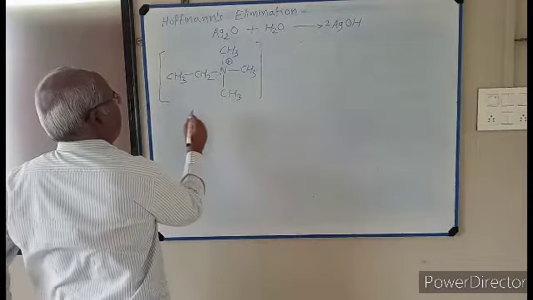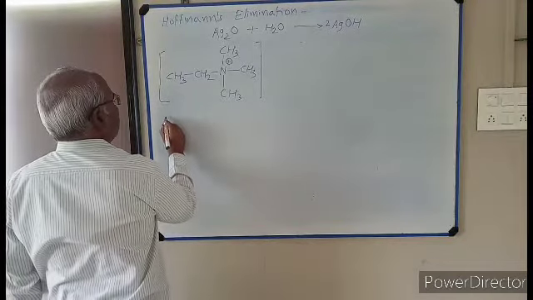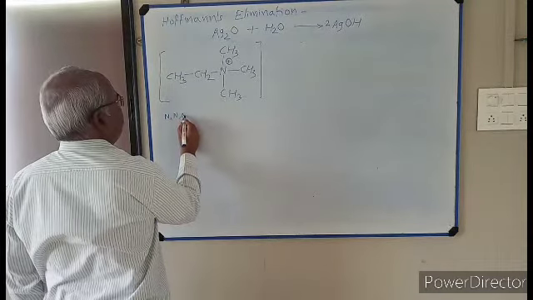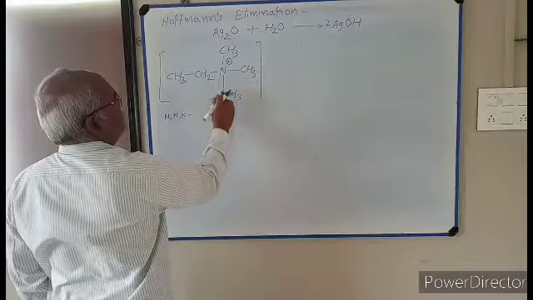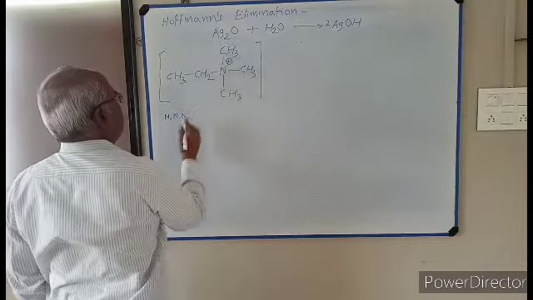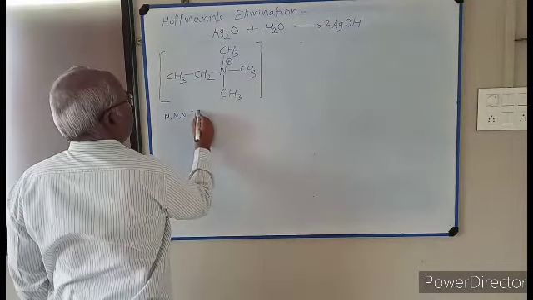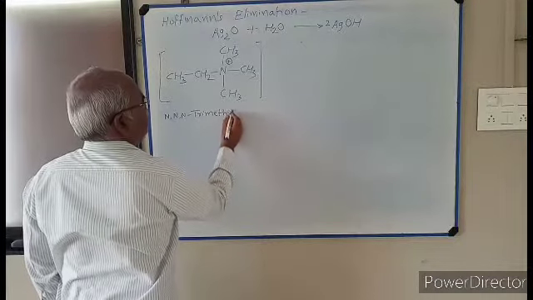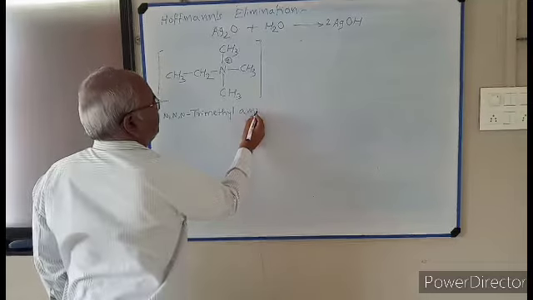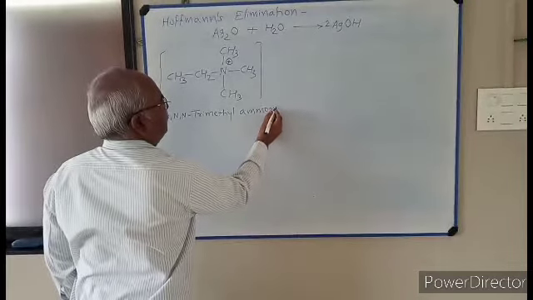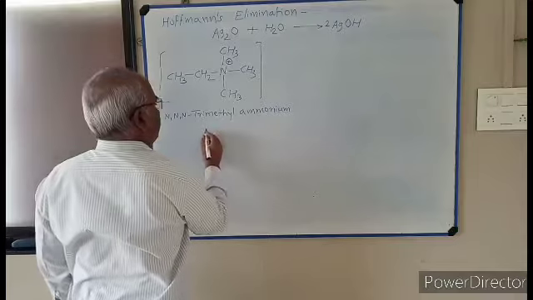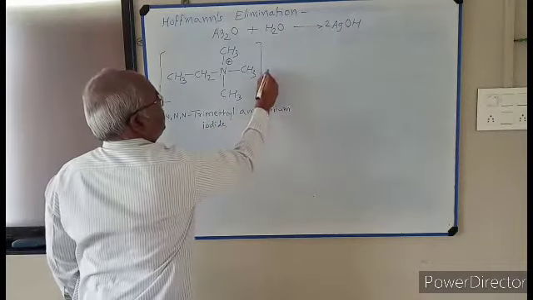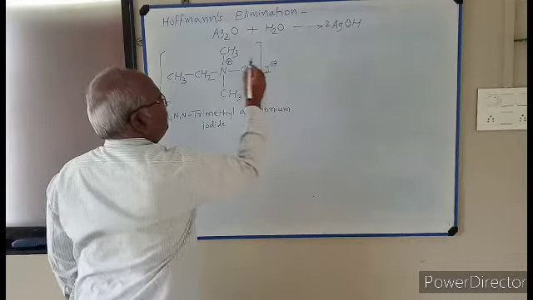Here I write the name of the compound. To this nitrogen, N, N, N-methyl, trimethyl ammonium iodide. Here I write I minus.